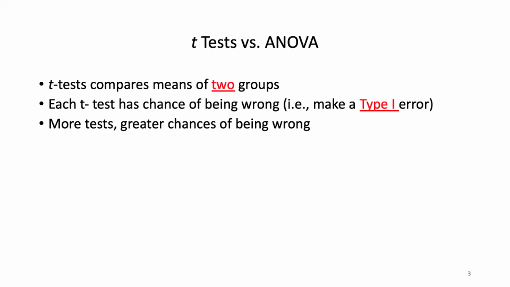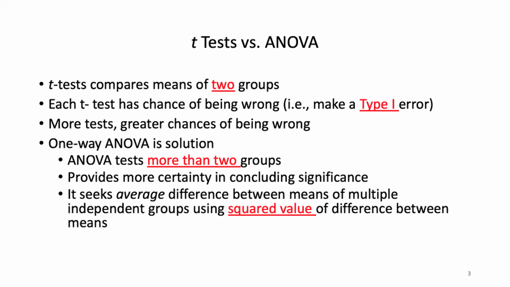So the way to overcome this, rather than simply conducting a bunch of t-tests on a sample with three or more groups, is to run an ANOVA. So ANOVA tests more than two groups, and this helps provide some certainty in concluding whether or not there is a significant difference. It essentially seeks the average distance between the means of multiple groups using the squared value of the difference between the means.